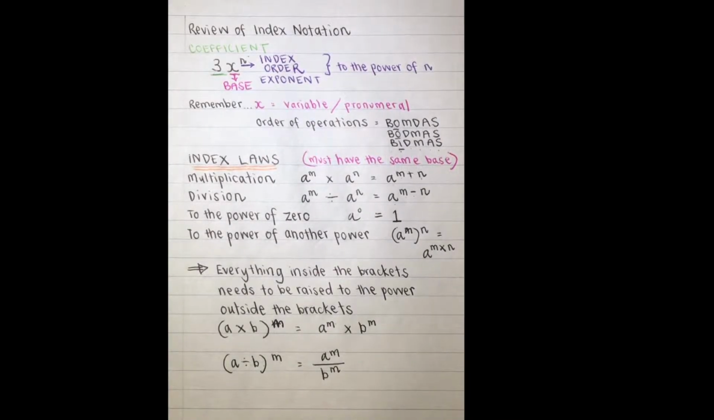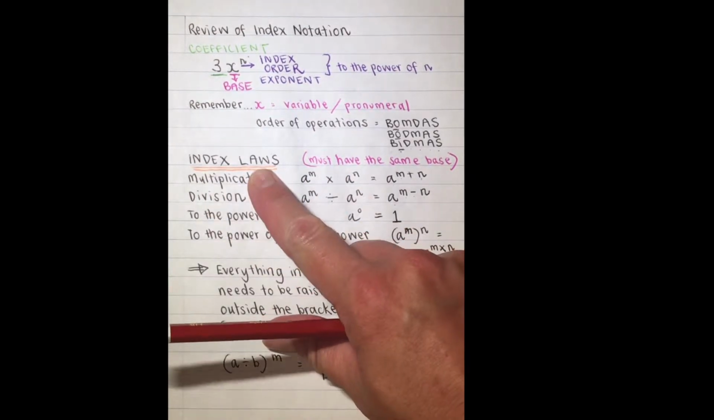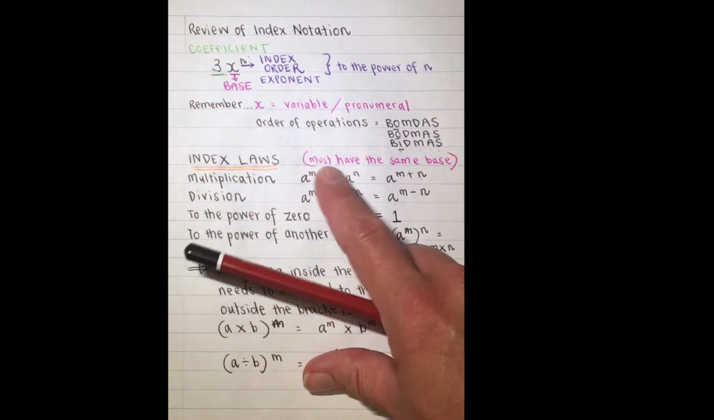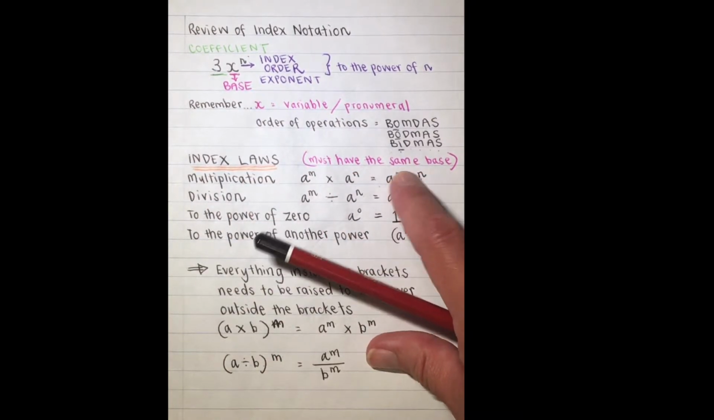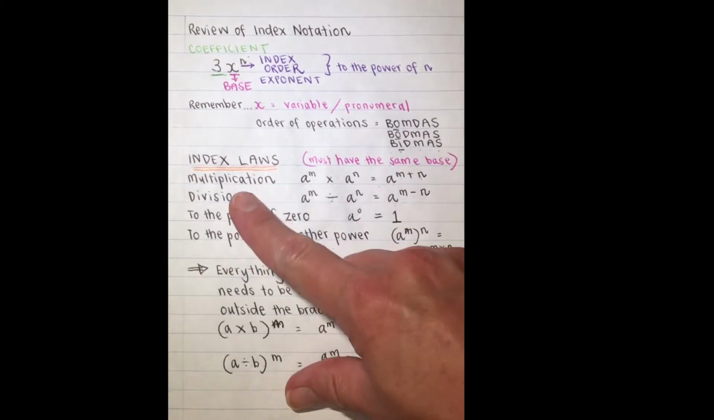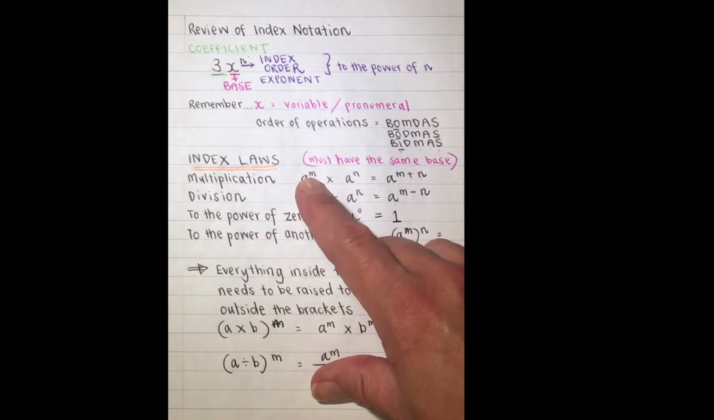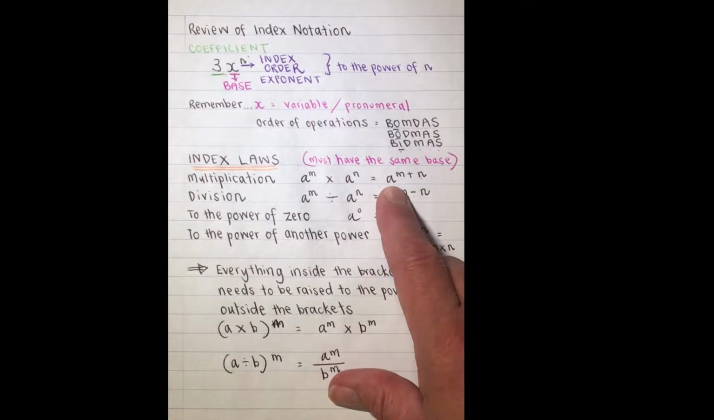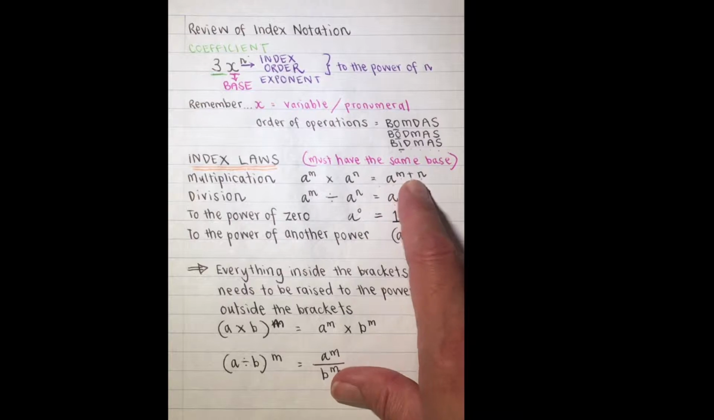Okay, this is a relatively quick video. We're just picking up where we left off with index laws. So just a little reminder, when we're applying index laws, we've got to have the same base. We've got to be working with the same base. So far we've looked at multiplication, where I've got a to the power of m times a to the power of n. I can work that out by saying a to the power of m plus n.